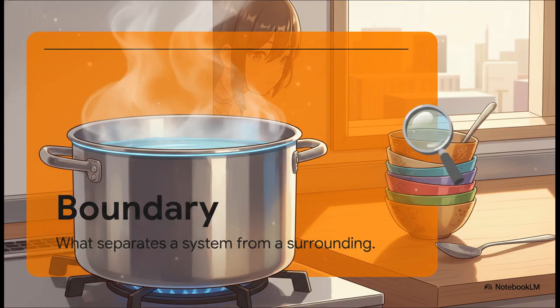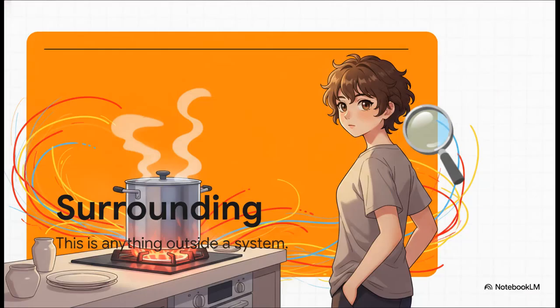Now, notice how the physical setup naturally defines our terms here. A boundary is simply what separates a system from a surrounding. In our kitchen analogy, it's literally the metal walls and the bottom of the pot. It is the physical line drawn right between the water we're studying and, well, the rest of the world. And that brings us to the surrounding. The source material defines this as literally anything outside a system. It's really that simple. Everything outside those metal walls, the air in your kitchen, the hot stove burner underneath, the countertop, even you standing there waiting for the water to boil, all of that makes up the surrounding.